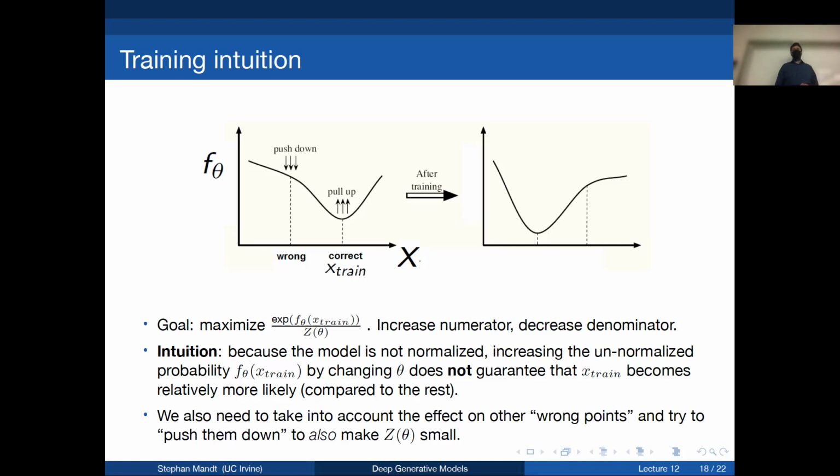In other words, we also have to take into account that the wrong data points, the data points that we don't want to model, also become less likely once we train these models. So we need to push these energies down for these wrong data points.